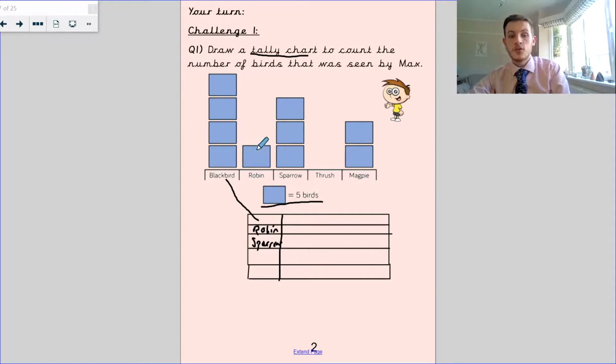And then after that, you'd check your key, you'd count how many robins there are, and then you would do your tally chart. So robins, it says 1 rectangle is worth 5 birds. So you know that there's only 1 rectangle for robins, so there is 5 as a total, which means when you're drawing a tally, you need to draw a tally of 1, 2, 3, 4, and then a full gate of 5. So I've given you the answer for robin, so you've got to do the rest of them, okay?